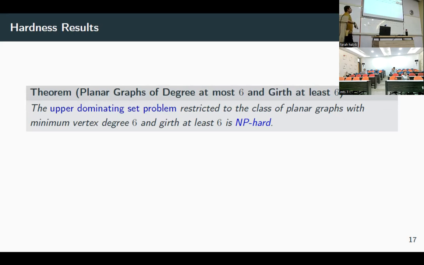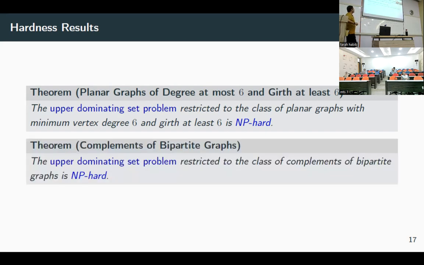The upper dominating set problem is just if I restrict it to the class of planar graphs with minimum vertex degree 6 and girth at least 6, then this problem is NP-hard. So if I say that I'm trying to compute upper dominating set problem in a graph which is planar, such that the degree of each vertex is at least 6 and the girth is at least 6, so it means that the length of the minimum cycle is 6, then still this problem is NP-hard. Okay, and later on we will show that it will create a kind of dichotomy.